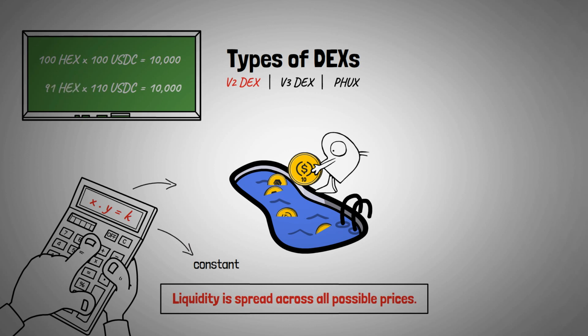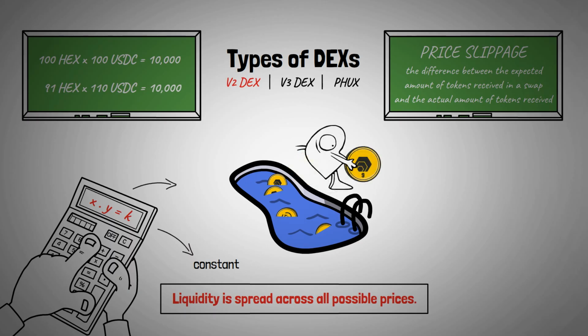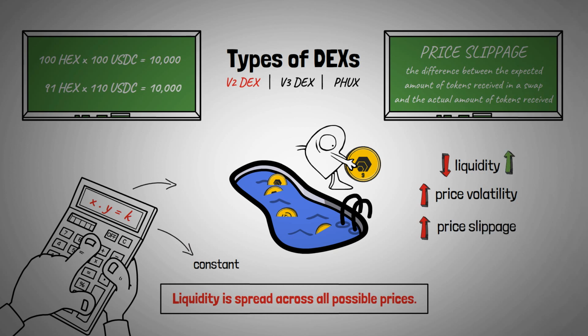due to the purchase. An essential concept to understand here is price slippage, which is the difference between the expected amount of tokens received in a swap and the actual amount of tokens received based on the available liquidity. In this scenario, the buyer received only 9 HEX tokens instead of the expected 10. Less liquidity at specific price ranges increases price volatility, both upward and downward, and results in more price slippage. Conversely, more liquidity at specific price ranges reduces volatility and results in less price slippage.